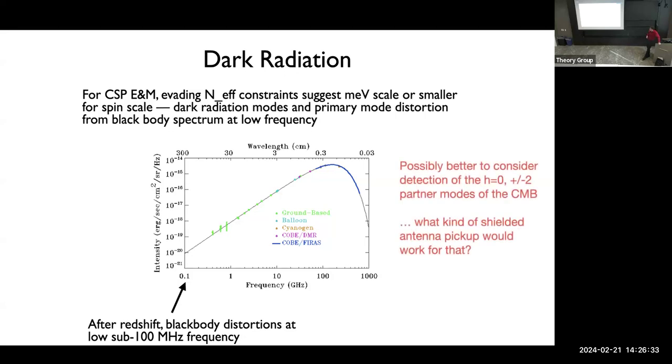The other natural possibility is to consider trying to detect the partner modes of the CMB directly, because you're also going to populate them. At any finite rho, a small amount of power is going to dominantly go into the nearest neighbor modes, which in this case is polarization 0 and plus minus 2. It's an open question what the best way to detect that is. My hunch is that the same kinds of cavity technologies used to look for, say, ultra low mass dark matter in a perhaps modified setup could be useful for this kind of thing. But that in practice might be even more effective than trying to go to the very low frequency range of the CMB in the principal polarizations.